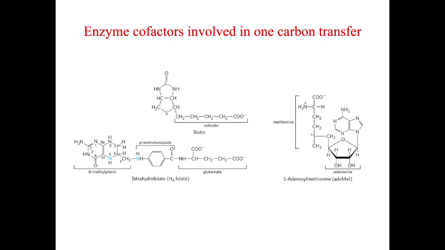During this pathway of amino acid degradation, we need some cofactors to help transport one carbon atoms. Biotin can help. Then tetrahydrofolate can help, which contains 6-methylpterin, N-aminobenzoate, and glutamate in its structure. Then S-adenosylmethionine helps. These are vitamins, like folate. So sometimes people say folic acid is necessary in the diet. This is involved in the one carbon transfer in the process of amino acid degradation.